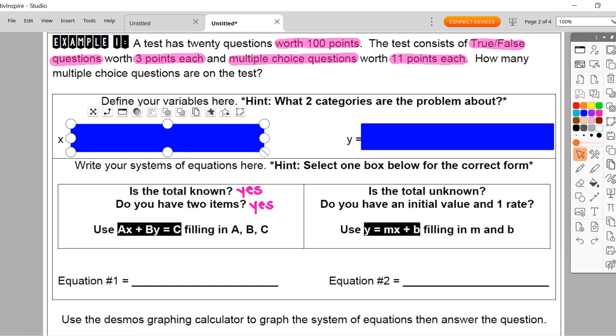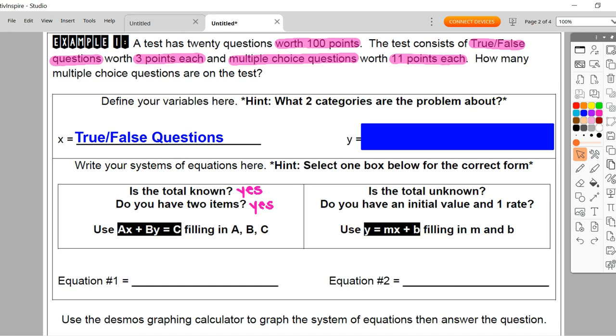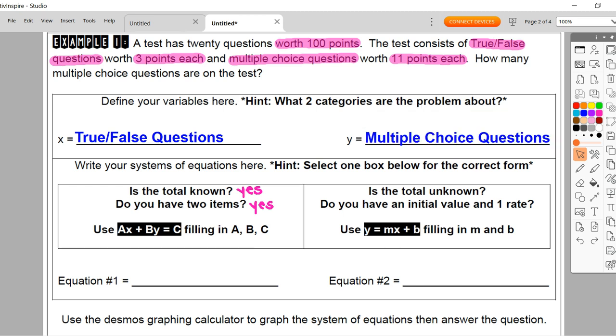I'm going to make x the first type of question, which is my true-false questions. I'm going to make my y the second type of question on this test, which is going to be my multiple choice questions. Now, you could have swapped those, that's totally fine, but make sure you have 1 and 1 and make sure you keep it consistent throughout the problem.